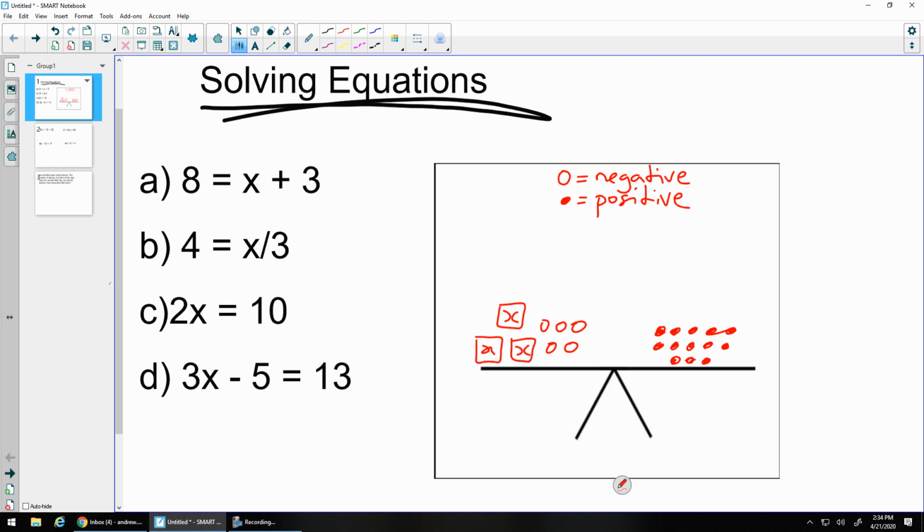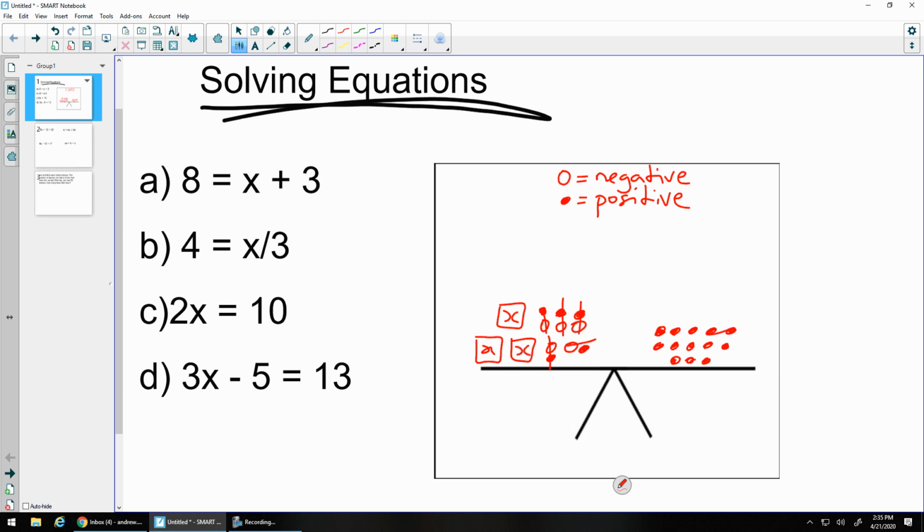So the first thing I'm going to do is get rid of these counters. Now, if I have 5 negative counters, how can I get rid of them? Well, if you remember, one negative and one positive counter equals 0. It's called a zero pair. So for each one of these negatives, if I put in a positive, so I added in 5 positives here, they all cancel out.